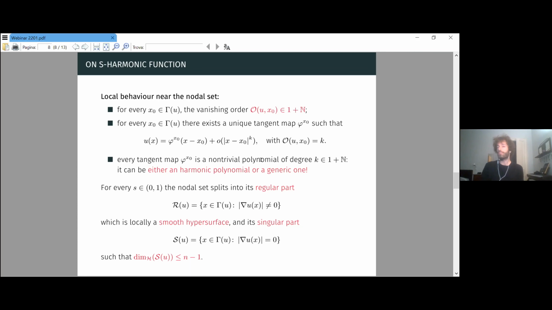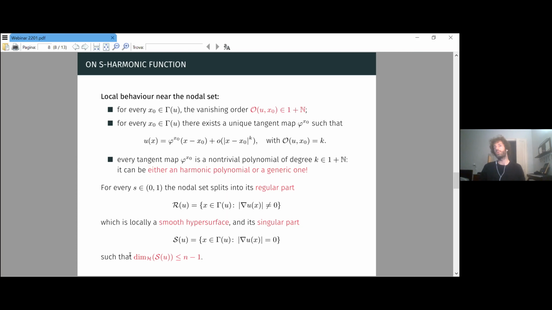So you can actually prove by using this classification that for every S, the regular part can be defined again as the set where the gradient is different from zero. And so by applying the implicit function theorem, you can prove that this set R of U is actually a regular hypersurface. Then the singular part, you can define as the set of points where the gradient is equal to zero. But here you can only prove that the Hausdorff dimension is less or equal than n minus one.